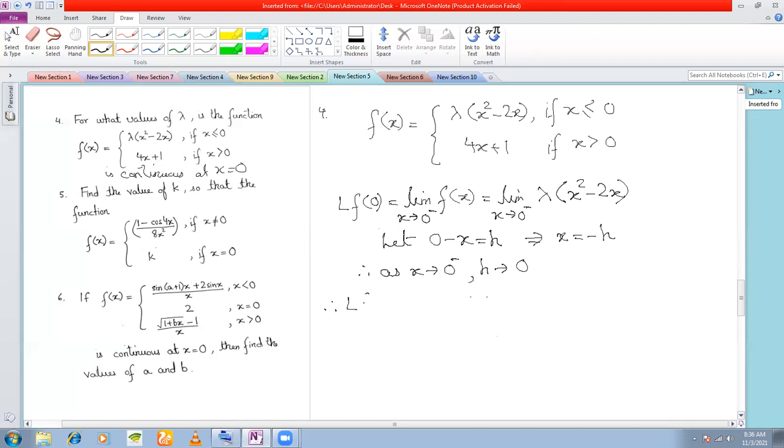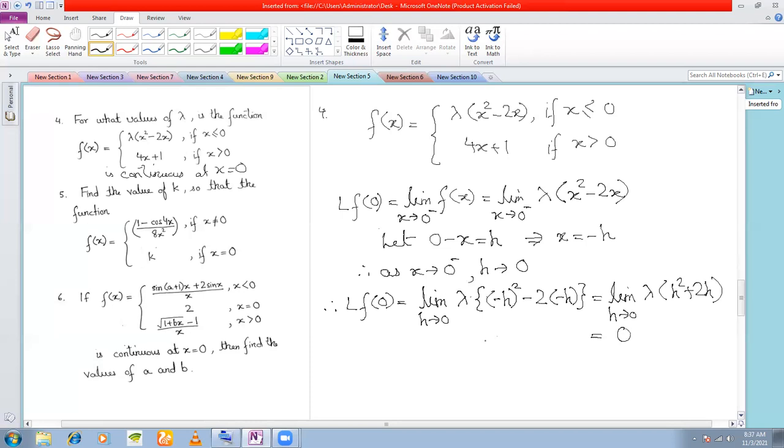So therefore, left hand limit f0 is equal to limit h tends to 0 lambda times x is minus h square minus twice of minus h, is equal to limit h tends to 0 lambda times h square plus 2h. Okay, now you can put the value of h as 0 to get this as 0.